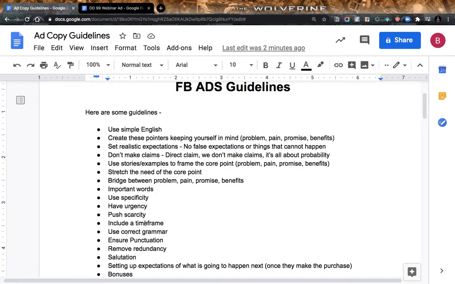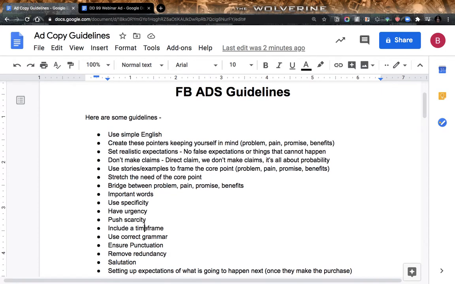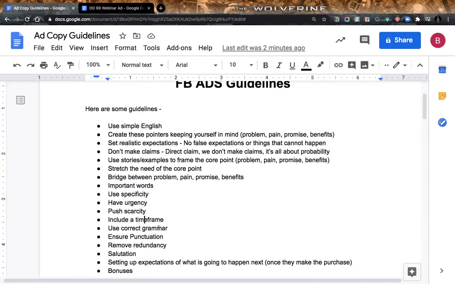So whenever you are talking about the results that we have accomplished, always include a time frame. I know a lot of these pointers are already being taken care of by you, but I'm still giving you all the guidelines in one go. Okay, ensure punctuation and proper grammar, because that's really important. We want to make sure that when a person reads the ad copy, he should not feel that this ad copy was written on the fly, without even taking care of basic grammar and punctuation.